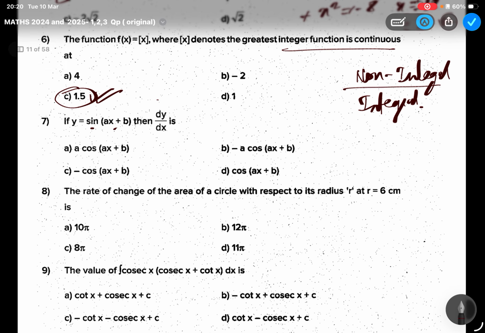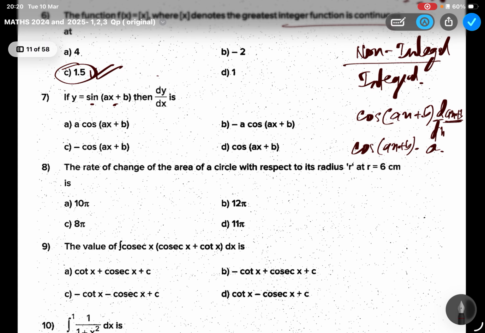Again they are asking sine, the cos of ax plus b, differentiation of ax plus b. Cos of ax plus b, what is the differentiation of ax plus b? It will be a only, x as it is, plus b is 0.